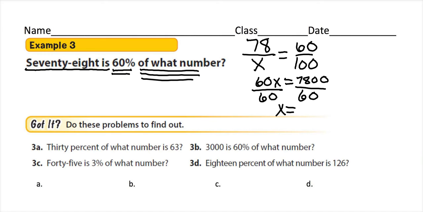And you should have come out to 130. Okay, so what this means is, if you got a 60% on your test, that means you got a 78 out of 130 questions, or 130 points. Okay, whatever it is. All right, so that's what that means.